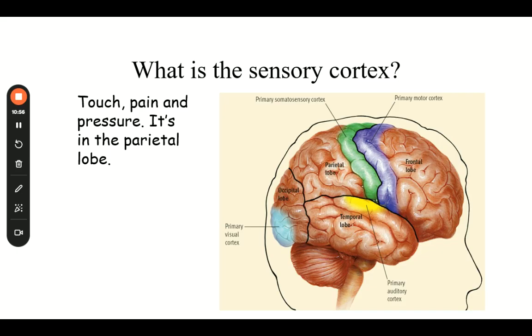Okay? So remember, the common question is what happens if you damage this part of the brain? Remember, the left side of your brain controls the right side of your body. That's true with your motor cortex. It's true with your sensory cortex. Moving right along.